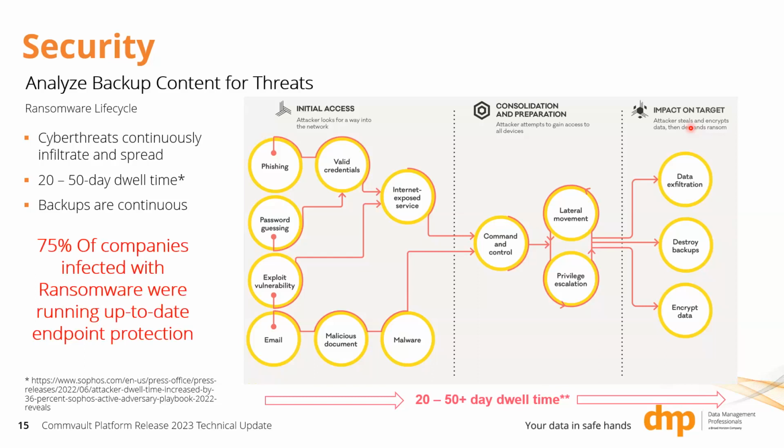This is also a number in the industry. It seems that 75% of companies infected with ransomware were having an up-to-date endpoint protection running. So still, if you have an up-to-date antivirus engine, for example, or malware scanning, still you can be hit.